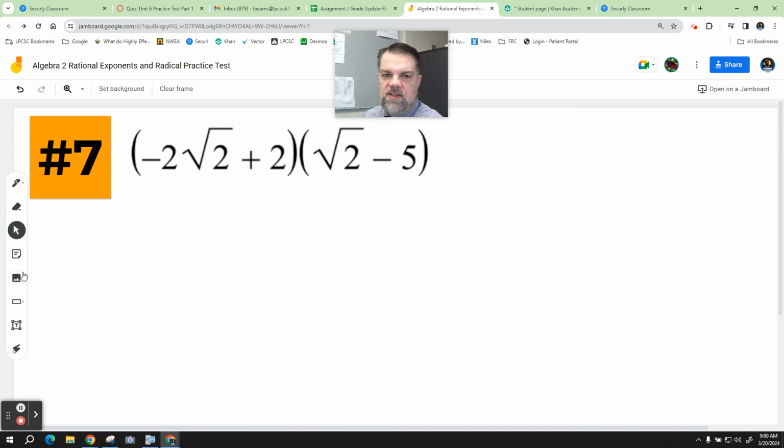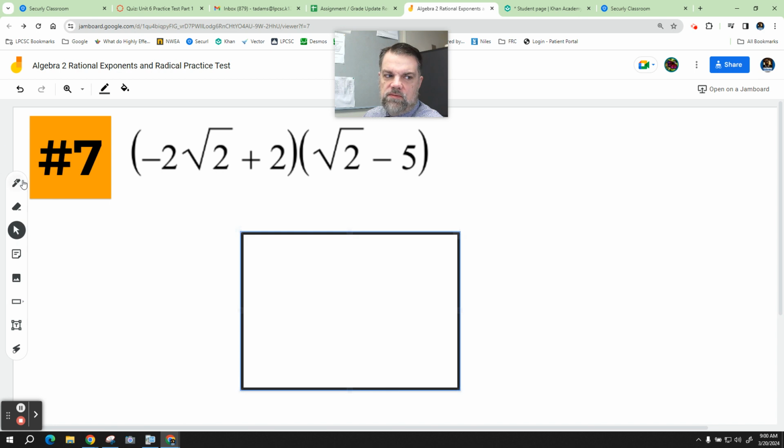All right, so for this one, it looks scarier than what it actually is. Really what we're going to do is we're just multiplying these out. Okay? So, draw your little grid. It's like FOIL, right?